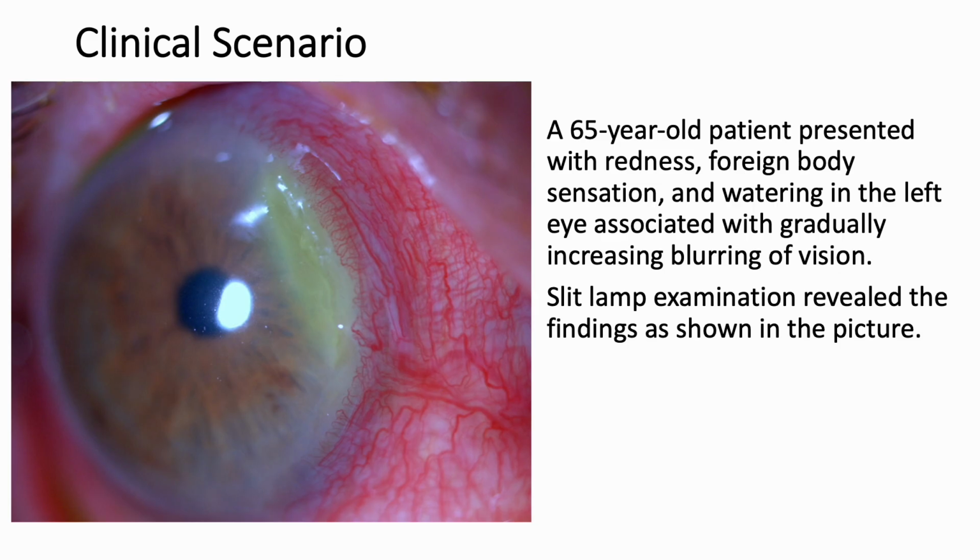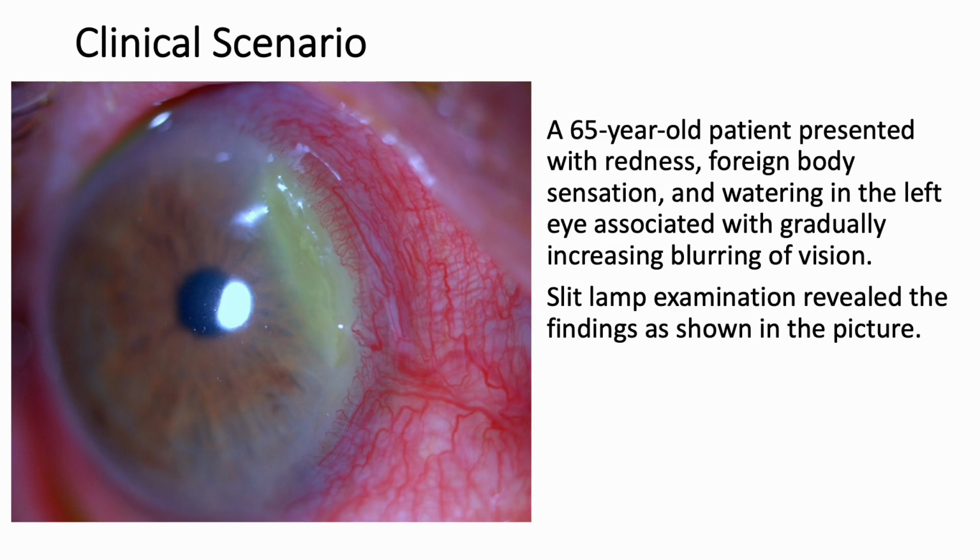A 65-year-old patient walks in the OPD with complaint of redness, foreign body sensation and watering in the left eye. Here is the key detail. There is gradual increase in blurring of vision. So already in your mind, you should start asking, is this infection? Is this inflammation? Is there some systemic issue going on?